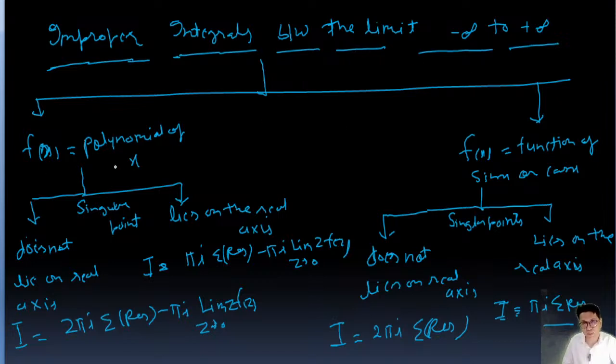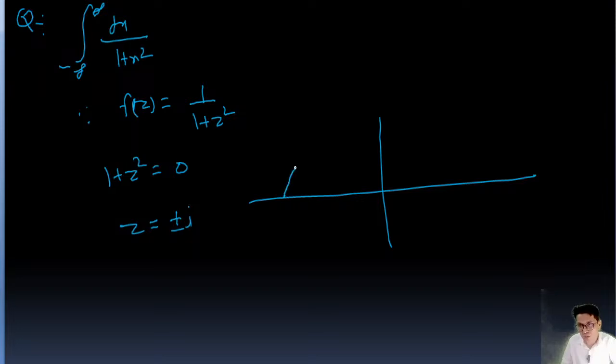Two cases I have explained: polynomial of x, f(x), and f(x) as a function of sin x and cos x. Okay, so we'll take a semicircular contour with the real axis from minus infinity to plus infinity, and we'll check the roots. One root is here, plus iota, and another root is minus iota. Only the root plus iota lies within the semicircle.